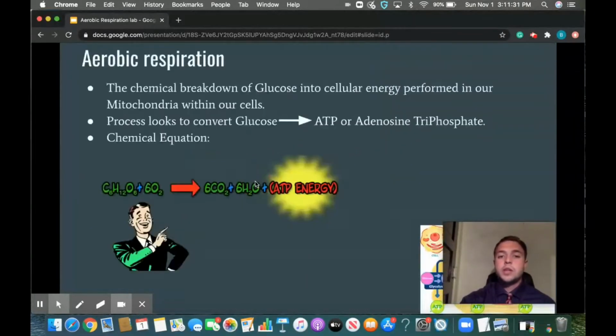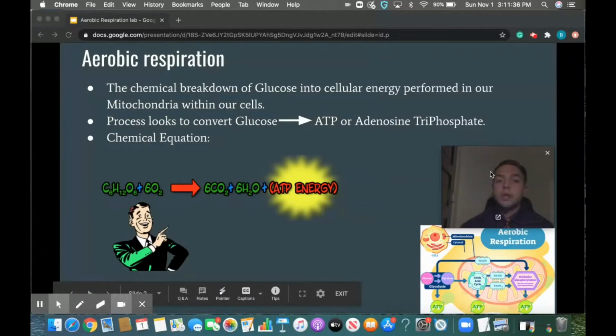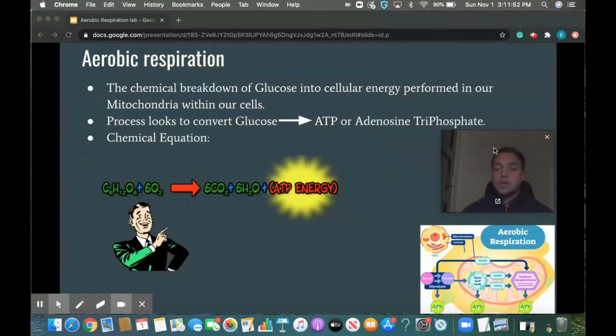But before we do that, I just want to review what aerobic respiration is. It is the chemical breakdown of glucose into cellular energy, performed specifically within the mitochondria within our cells. This process converts glucose into ATP, or adenosine triphosphate. And again, this is a chemical reaction. As a result, large amounts of energy are produced, and it is performed in 3 stages. The first is glycolysis, the second is the Krebs cycle, and the third is the electron transport chain.